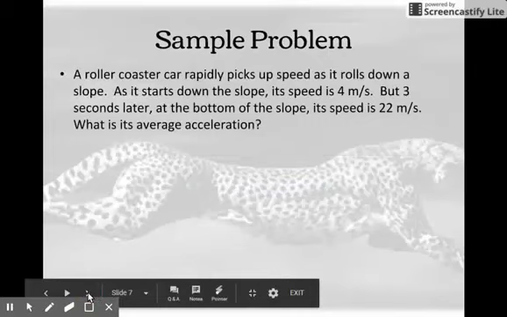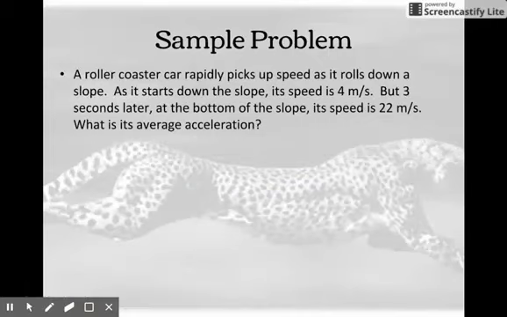So a roller coaster car is rapidly picking up speed as it rolls down a slope. It starts down the slope, its speed is 4 meters per second. But 3 seconds later, at the bottom of the slope, its speed is 22 meters per second. What is the average acceleration?